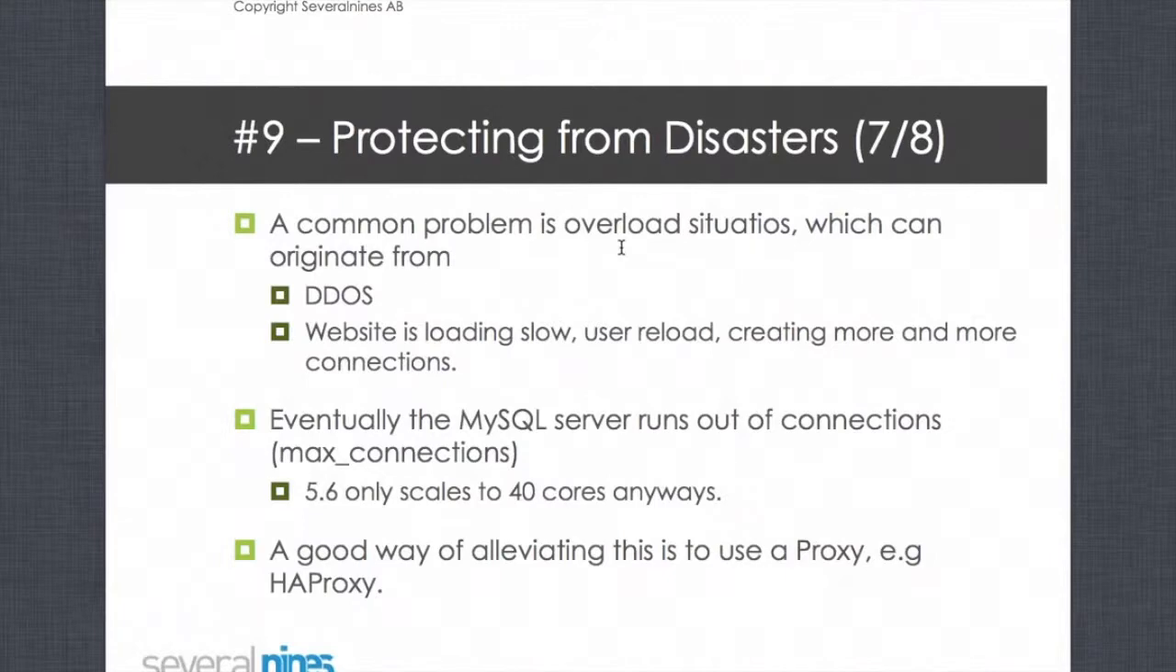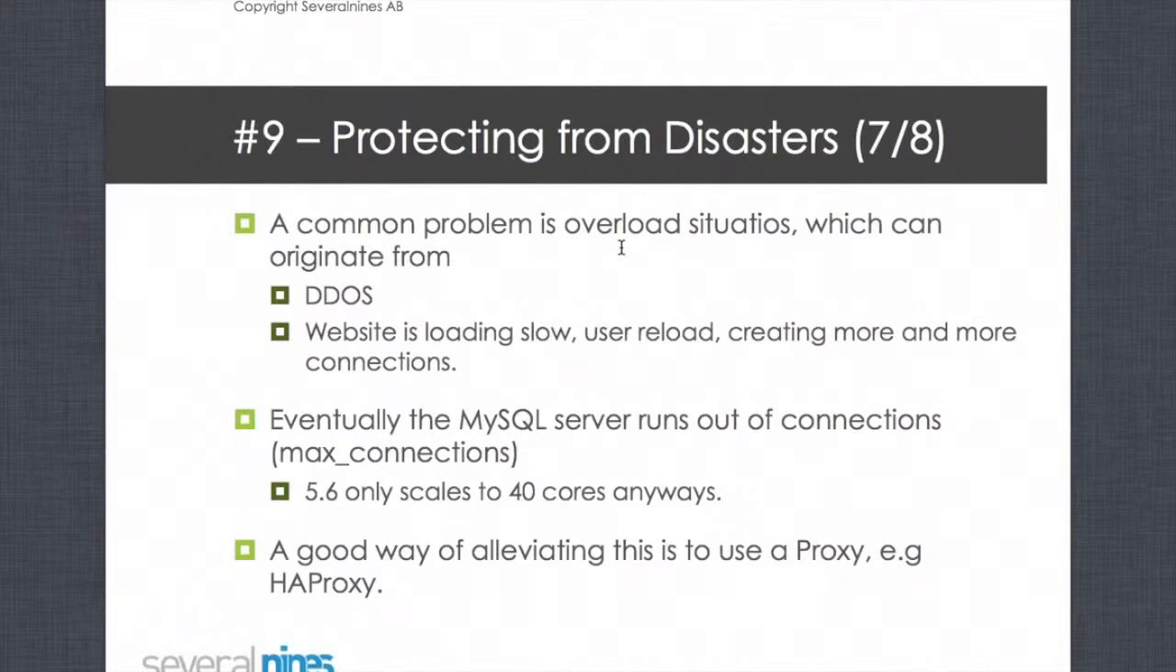Really, no matter how high you set the max connections variable, maybe you set it to 5,000 or whatever, it doesn't really matter. You don't need to set it that high, I would say, because 5.5 scales up to, I think, 16 cores or 20 cores or something like that. 5.6 scales up to 40 cores, so it's improved the scalability there. But there's only so many concurrent connections the MySQL server can handle anyway.